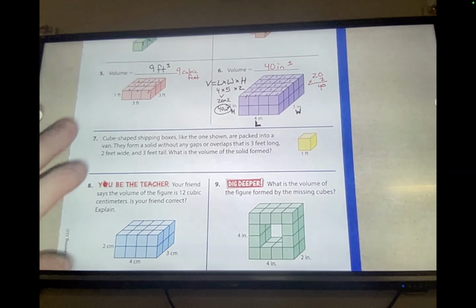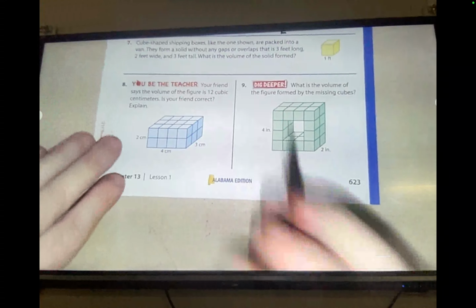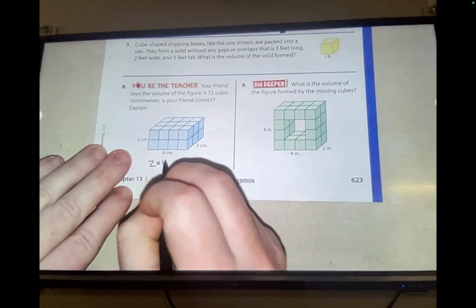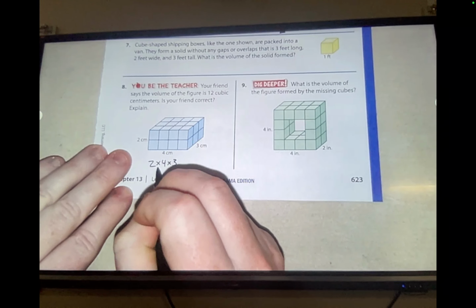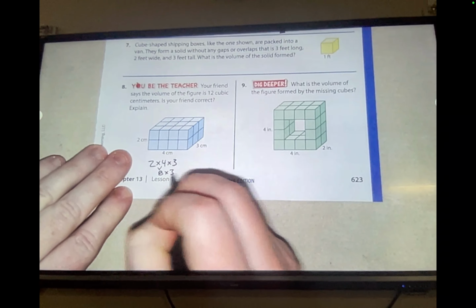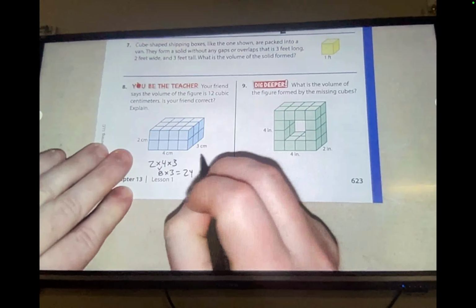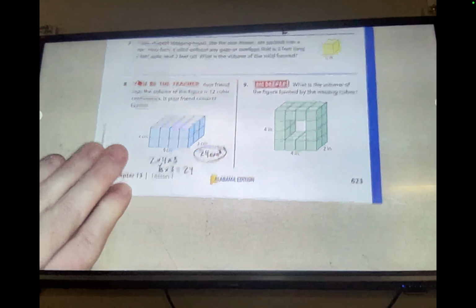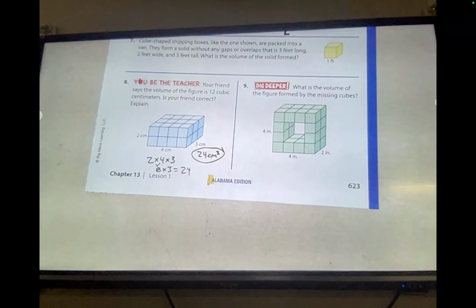Let's look at this one down here just to help us here. We have 2, 4, and 3. So 2 times 4 times 3. 2 times 4 is 8. 8 times 3 is 24. So we get 24 centimeters cubed. So like I said, not too hard there when it comes to that.